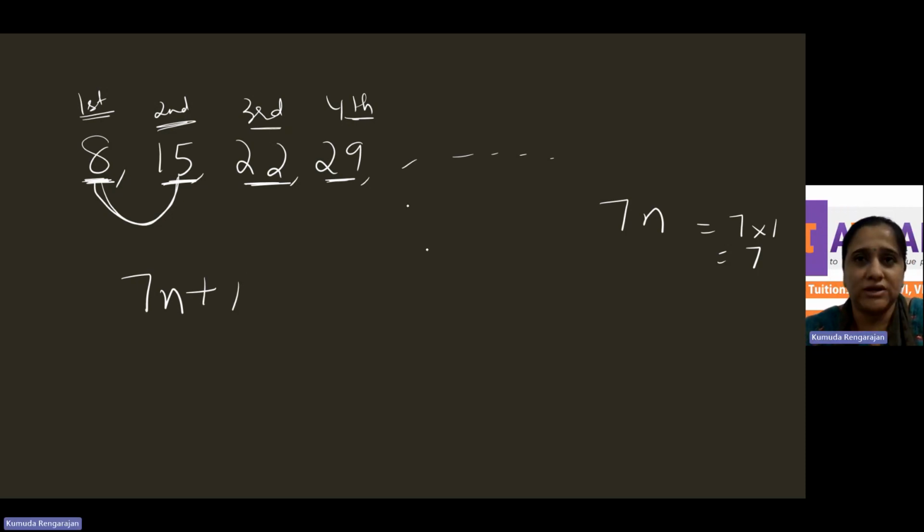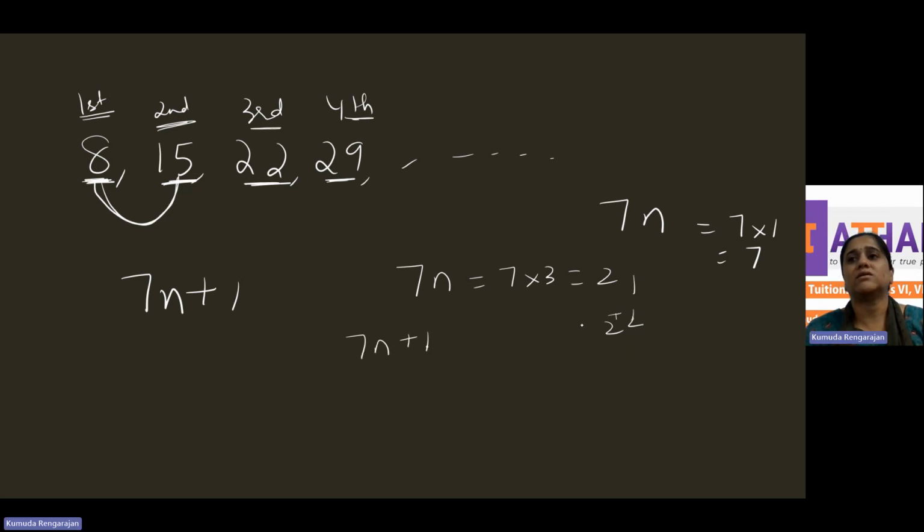Now supposing you put 3 in 7n. What will you get? 7 into 3? 21. But for the third term, what answer should you get? 22. So plus 1. So 7n plus 1 is the rule.